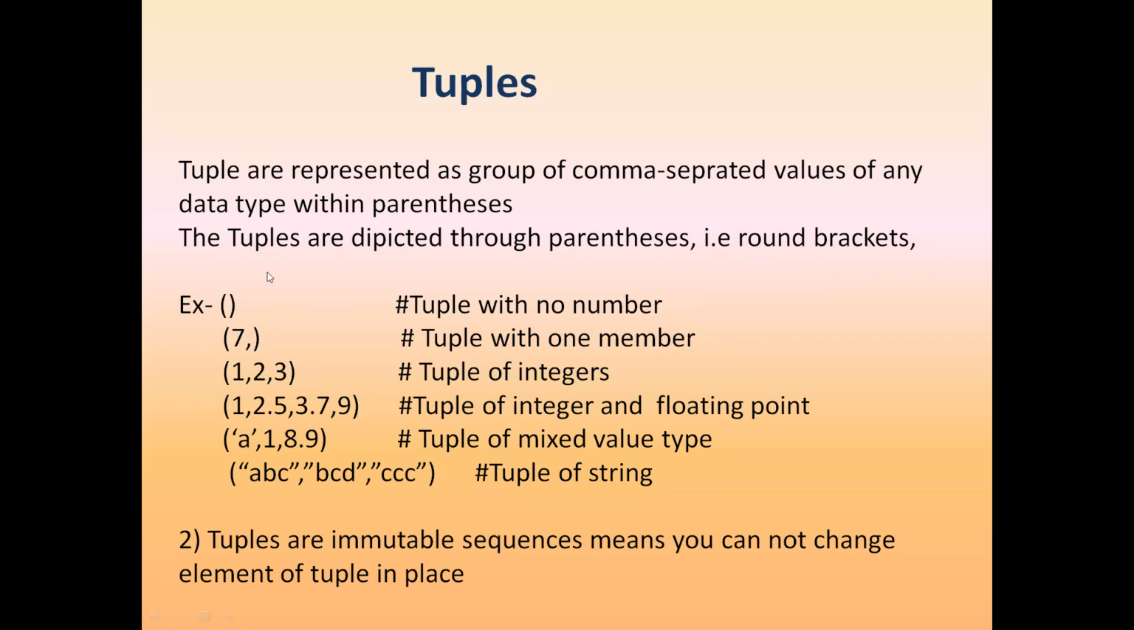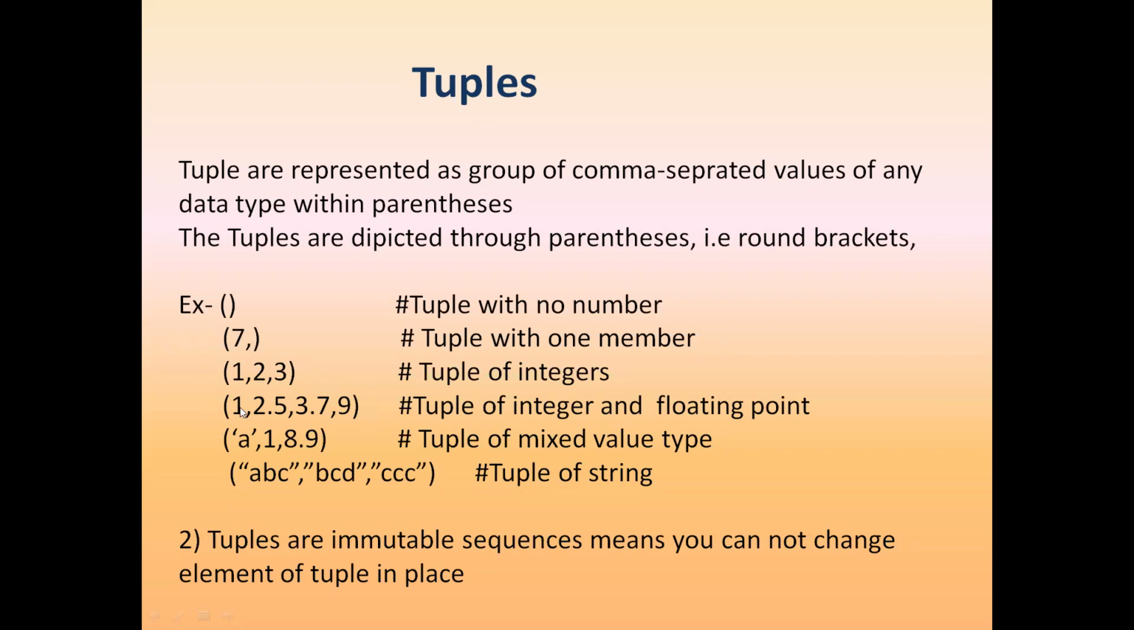You must remember in list we were using square bracket. But in the case of tuple, we have to use round bracket, parenthesis. Now in the first example, you can see a tuple with no member. This can be called an empty tuple. In the second example, I have taken only one number, which means a tuple with one member. In the third example, this is the collection of integers, a tuple of integers.